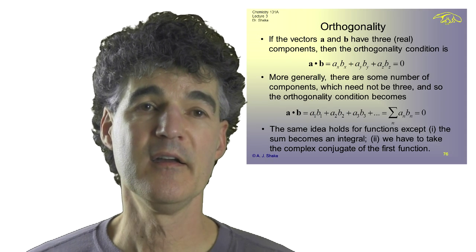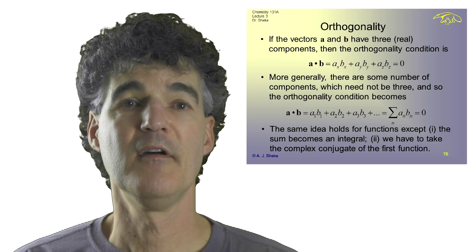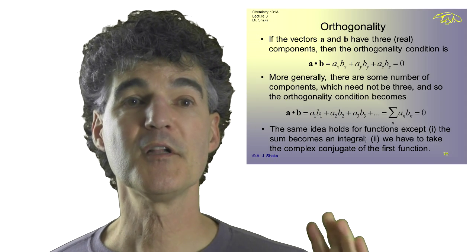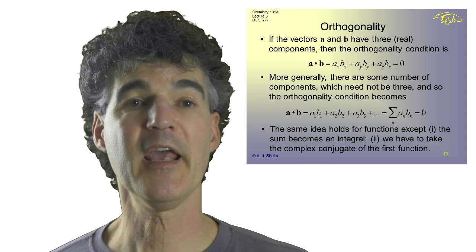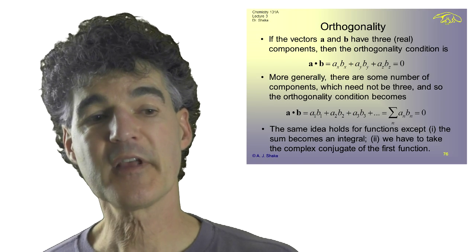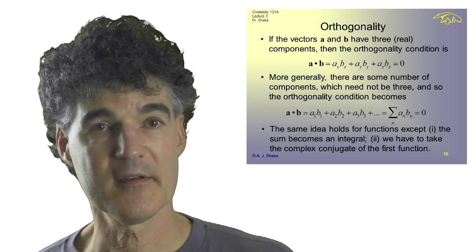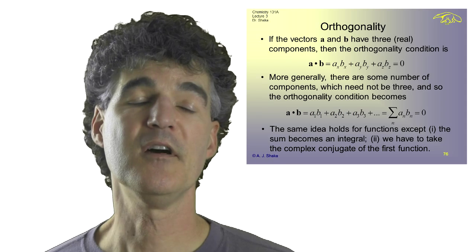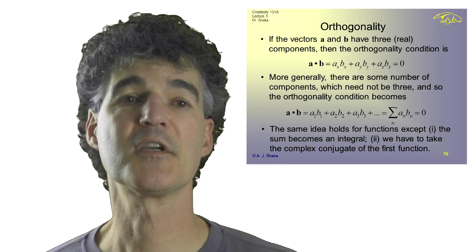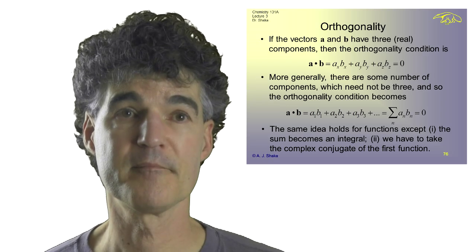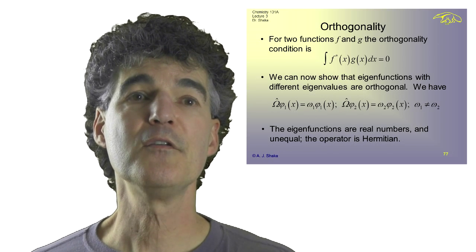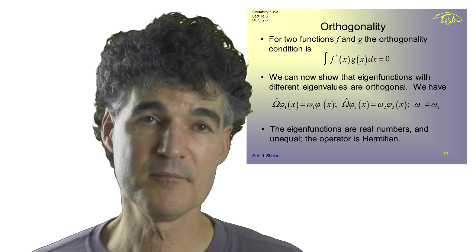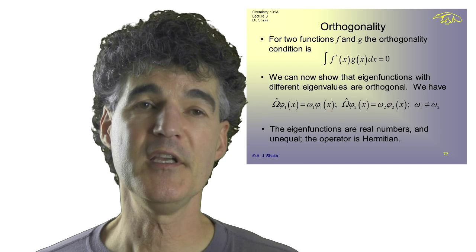And the same idea holds for functions, except, one, the sum becomes an integral, because when you multiply the functions by each other, they both depend on x, and so you can't just add up, you have to integrate to get the answer. And number two, because the functions can be complex, we have to take the complex conjugate of the first function. Let's suppose we've got two functions, f and g. Then our orthogonality condition is as follows. The integral of f star times g dx is 0.